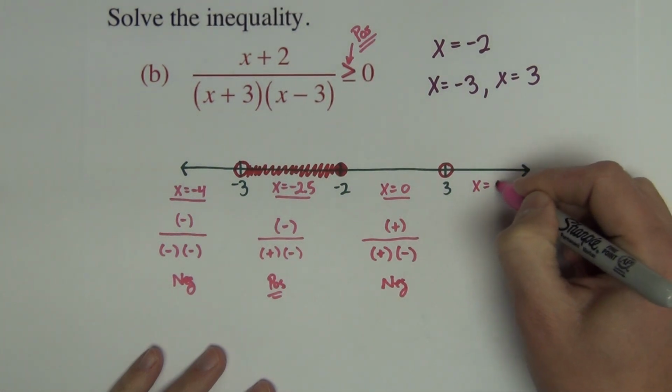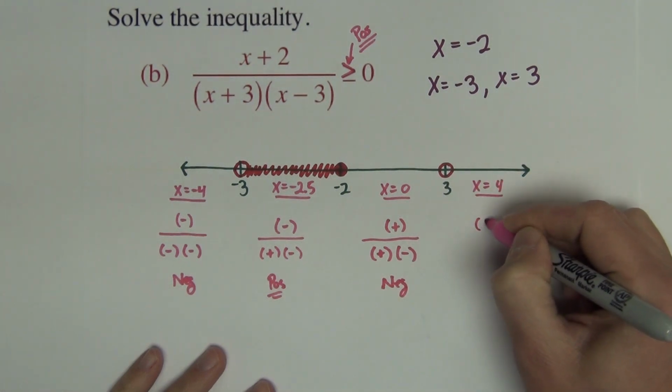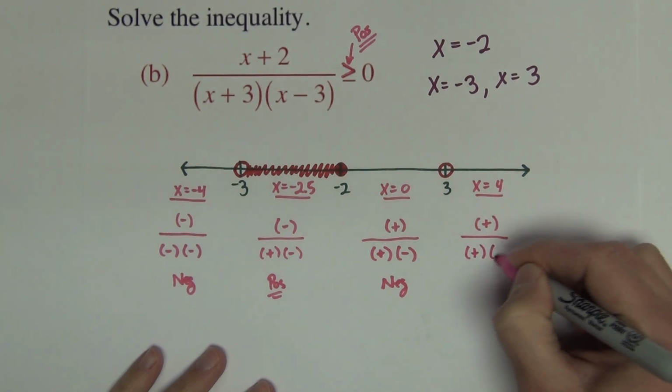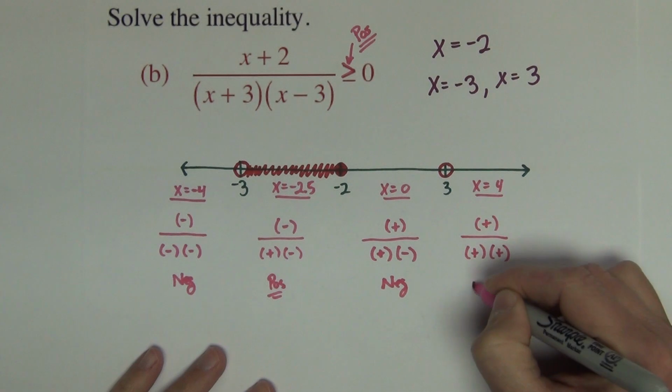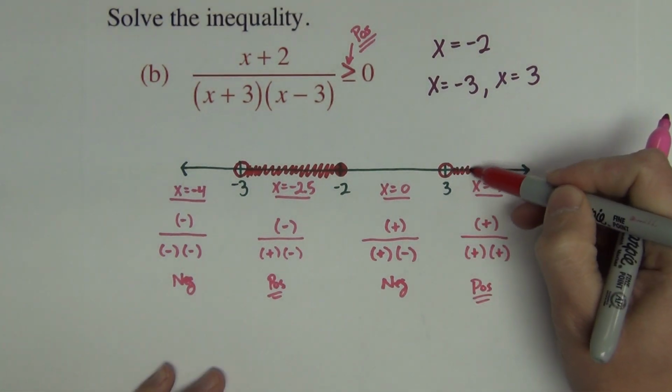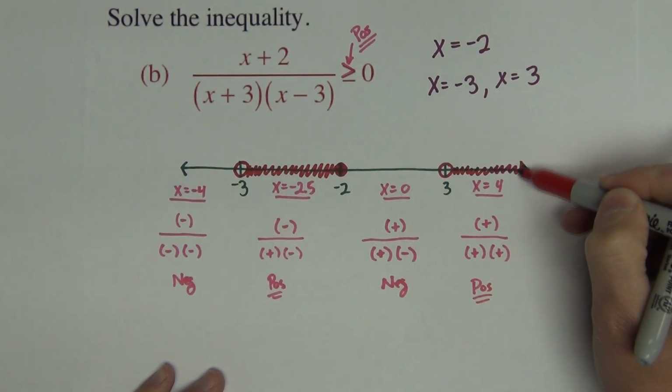I'm going to test out here 4. 4 plus 2 makes the numerator positive. 4 plus 3 is positive. 4 minus 3 is positive. All those positives make positive. We want positive things. Shade that area.